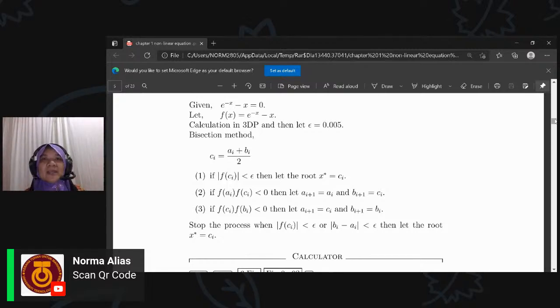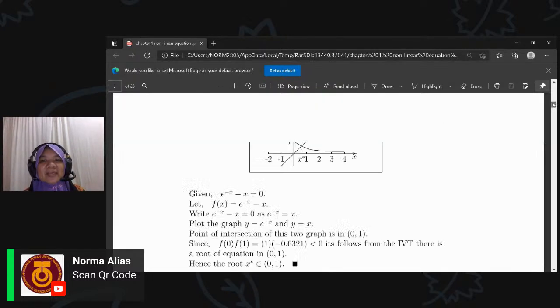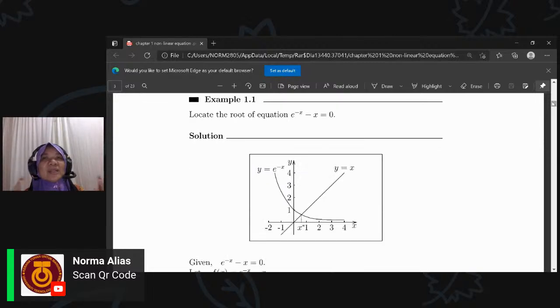to find a root for a nonlinear system of equations. What is a nonlinear system of equations? You see the graph here is a curve. It's not linear. It's like a sine function, cosine function. This is the curve function.